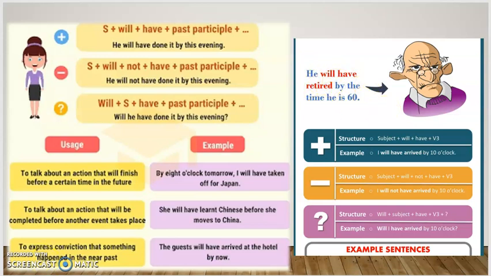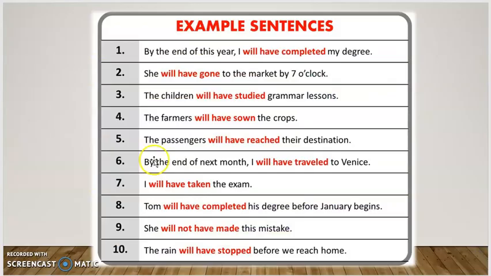Okay? So we have some other examples in here about the future perfect. For example, by the end of this year, I will have completed my degree. Para el final de este año, habré completado mi curso, mis estudios de educación superior, o habré obtenido mi diploma, something like that. The number 2 is, she will have gone to the market by 7 o'clock. Ella habrá ido a la plaza o al mercado como a las 7 en punto.